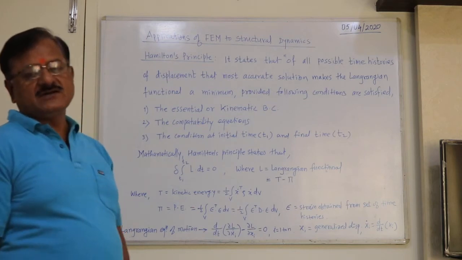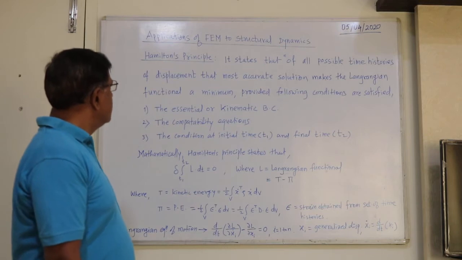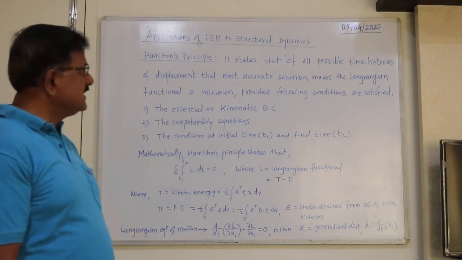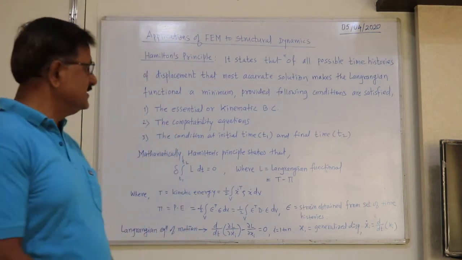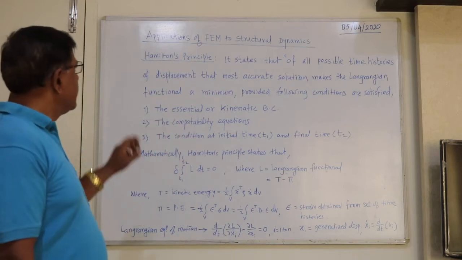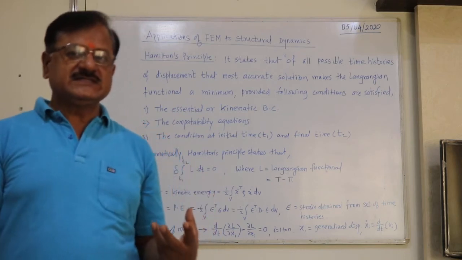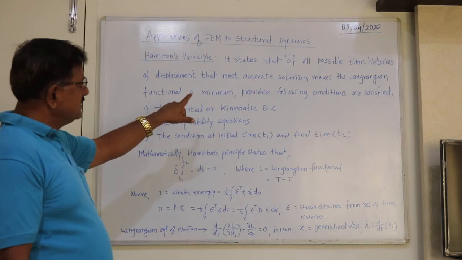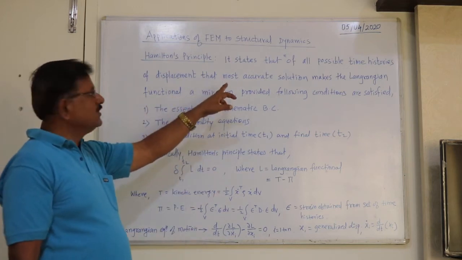In structural dynamics, in order to develop the equation of motion, we are going to make use of Hamilton's principle by using the Lagrangian equation. So Hamilton's principle, by using the Lagrangian equation, we can develop the equations of motion. Now, what is Hamilton's principle? First you try to understand Hamilton's principle. Here the definition is written, so you just note this down.